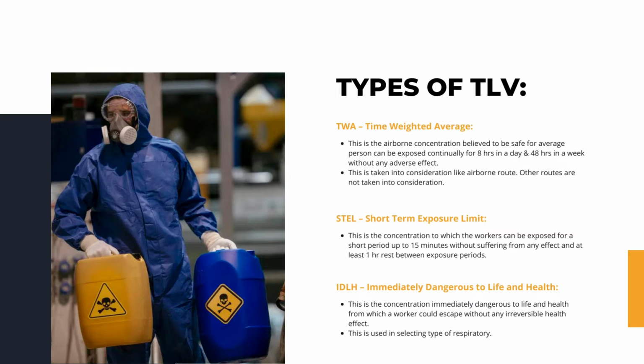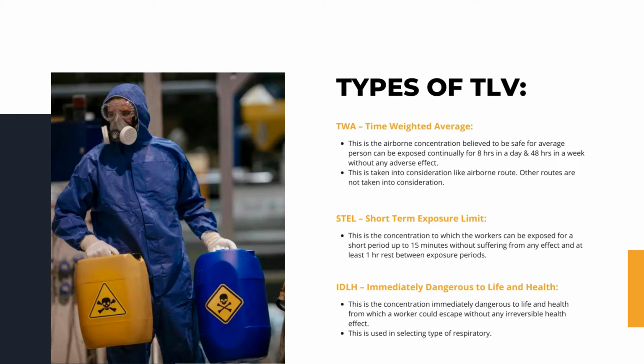So basically, TWA, that is time weighted average, is the amount of concentration in the working environment where a person can safely work for 8 hours in a day and for 48 hours in a week without getting adverse effect on his health. And in this time weighted average, we are only considering the airborne route. Other routes are not considered in the time weighted average.